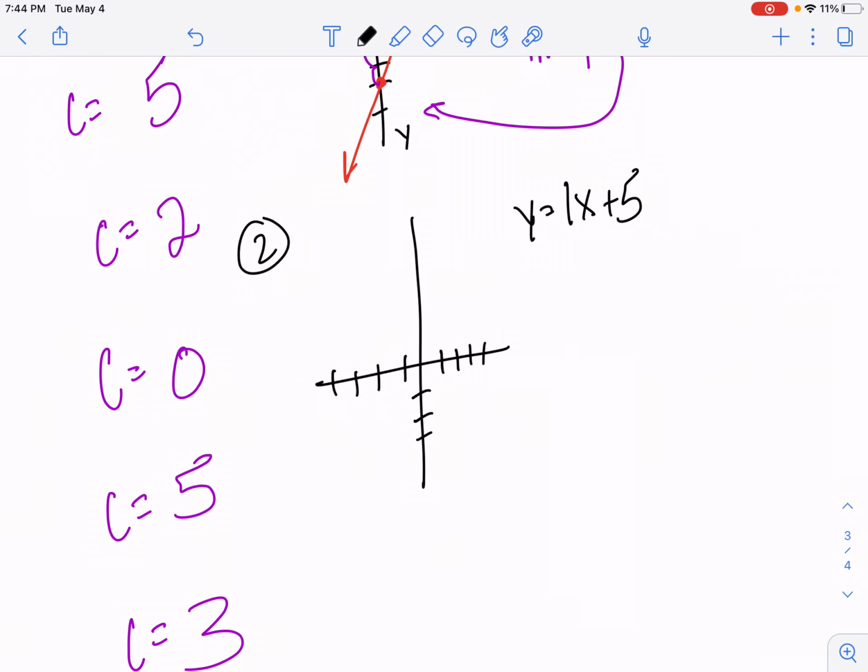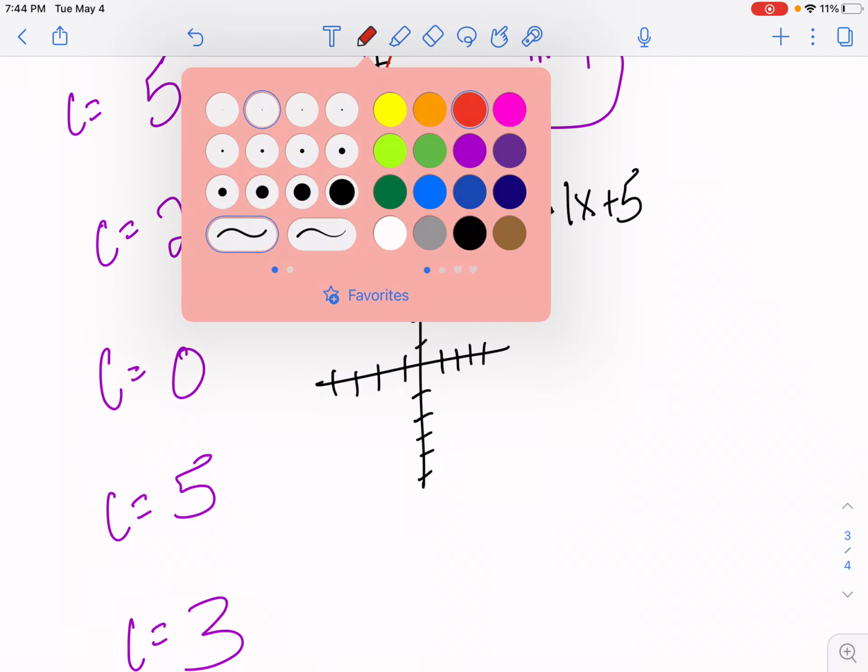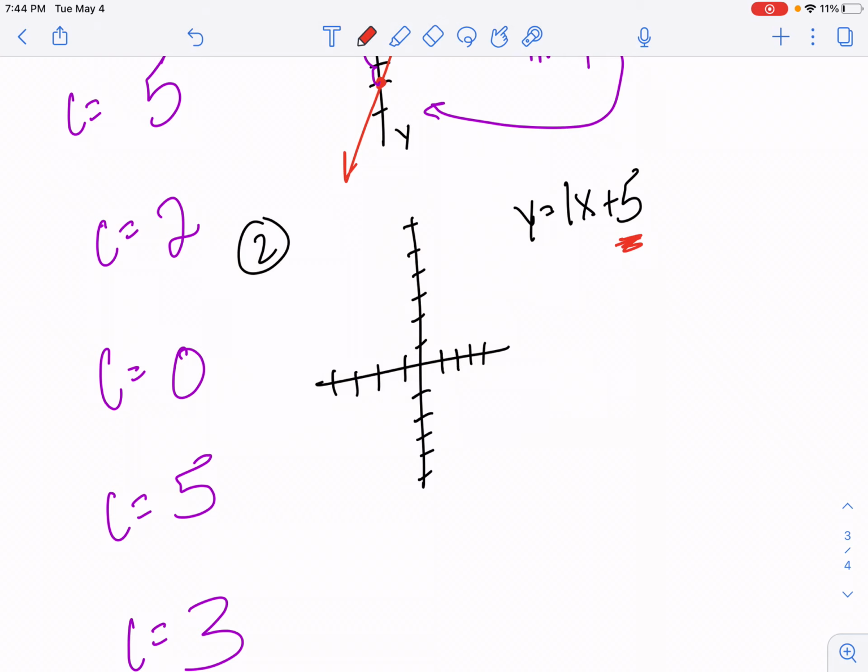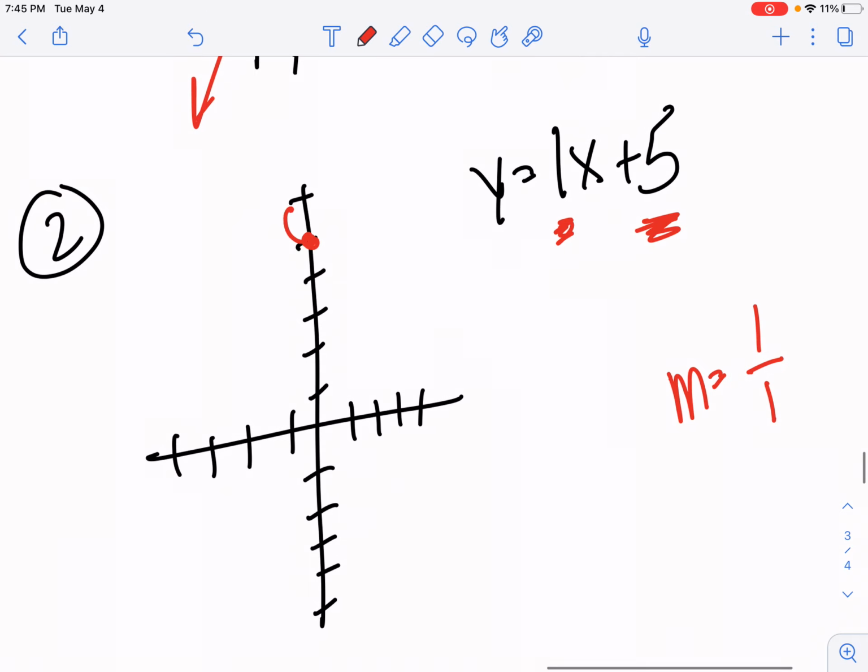All right, hopefully you're saying to yourself, start with 5, Miss G. I heard you. I heard you through the internet. All right, so start with 5: 1, 2, 3, 4, 5. Okay, so we count up 5 on our y-axis, and now my slope is 1. M equals 1. Again, if you happen to see a whole number, put it over 1 and count up 1 over 1.